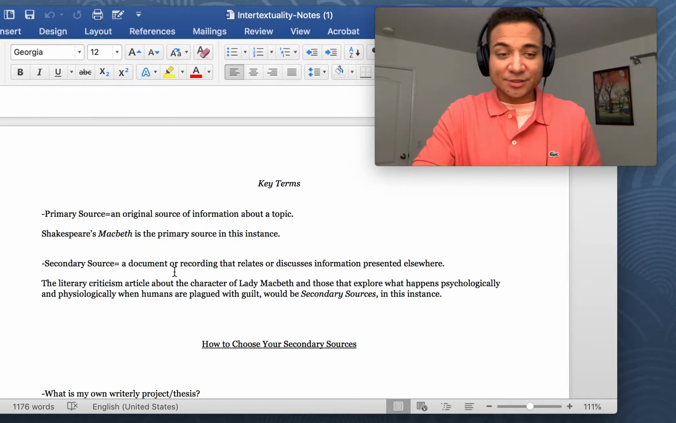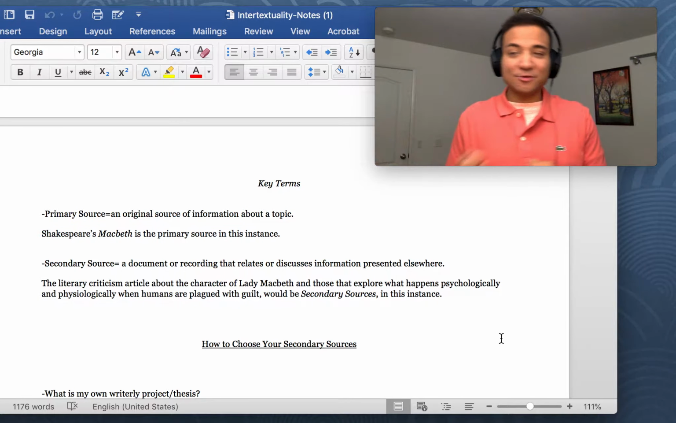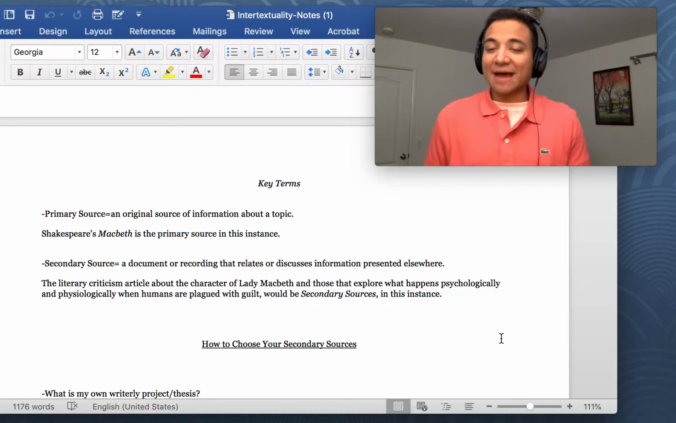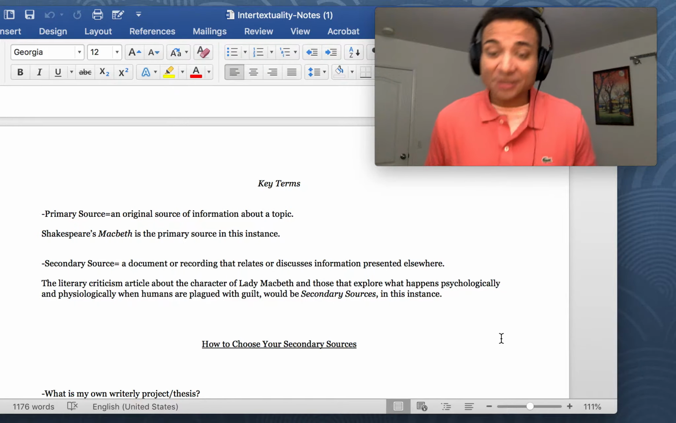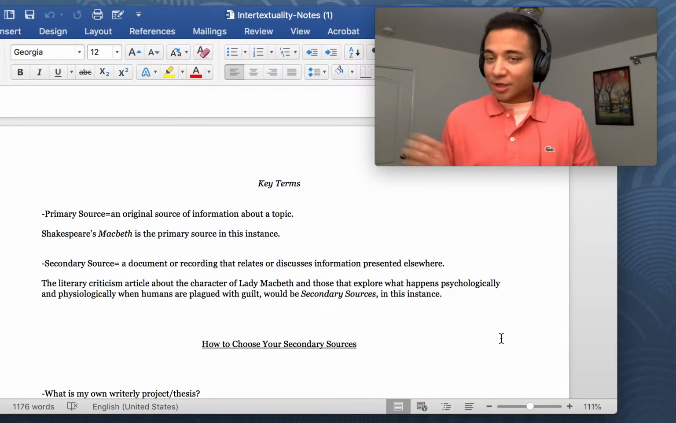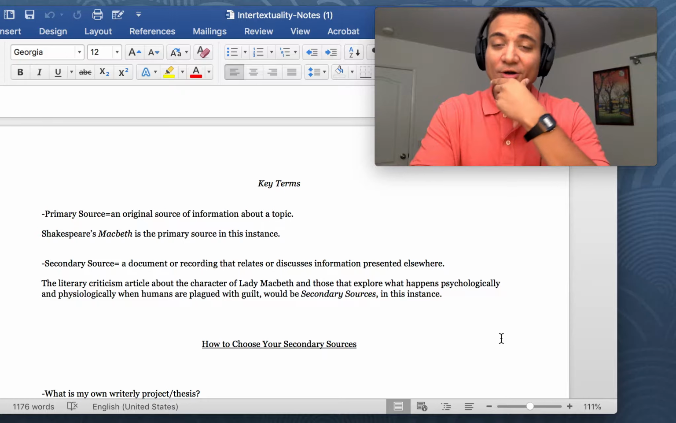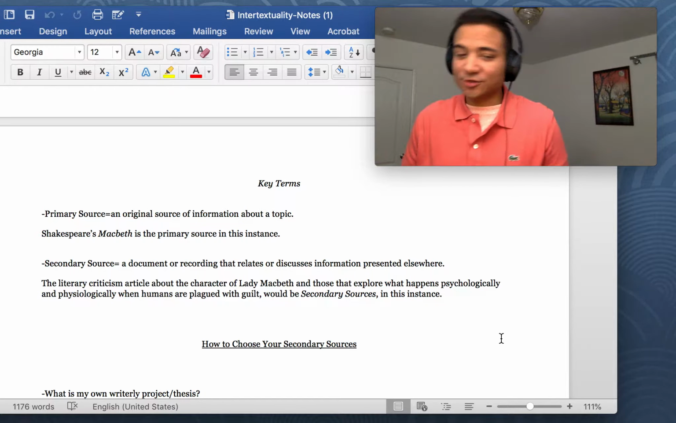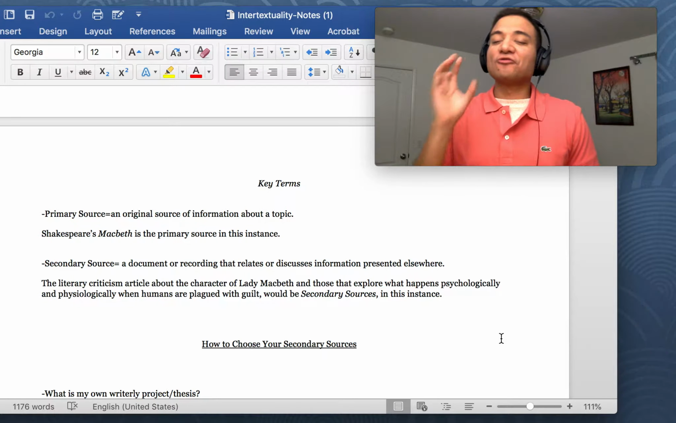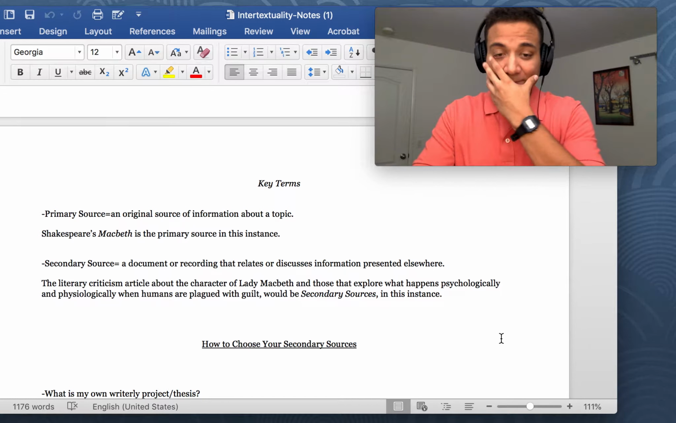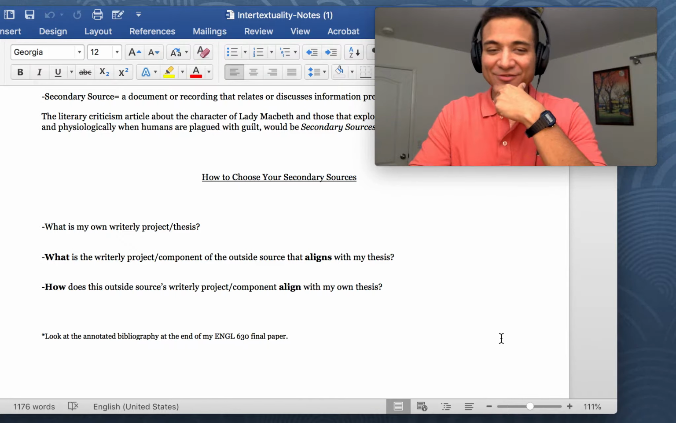A secondary source is a document or recording that relates or discusses information presented elsewhere. In this instance, that would be the articles that we find about what happens physiologically when plagued with guilt, and the article about what happens psychologically when plagued with guilt. Also, the article that is a character study on Lady Macbeth and her bout with guilt. Those are secondary sources. See how they're helping to bolster, to support what it is that we're doing from the primary source, right? Okay. So those are our key terms for now.